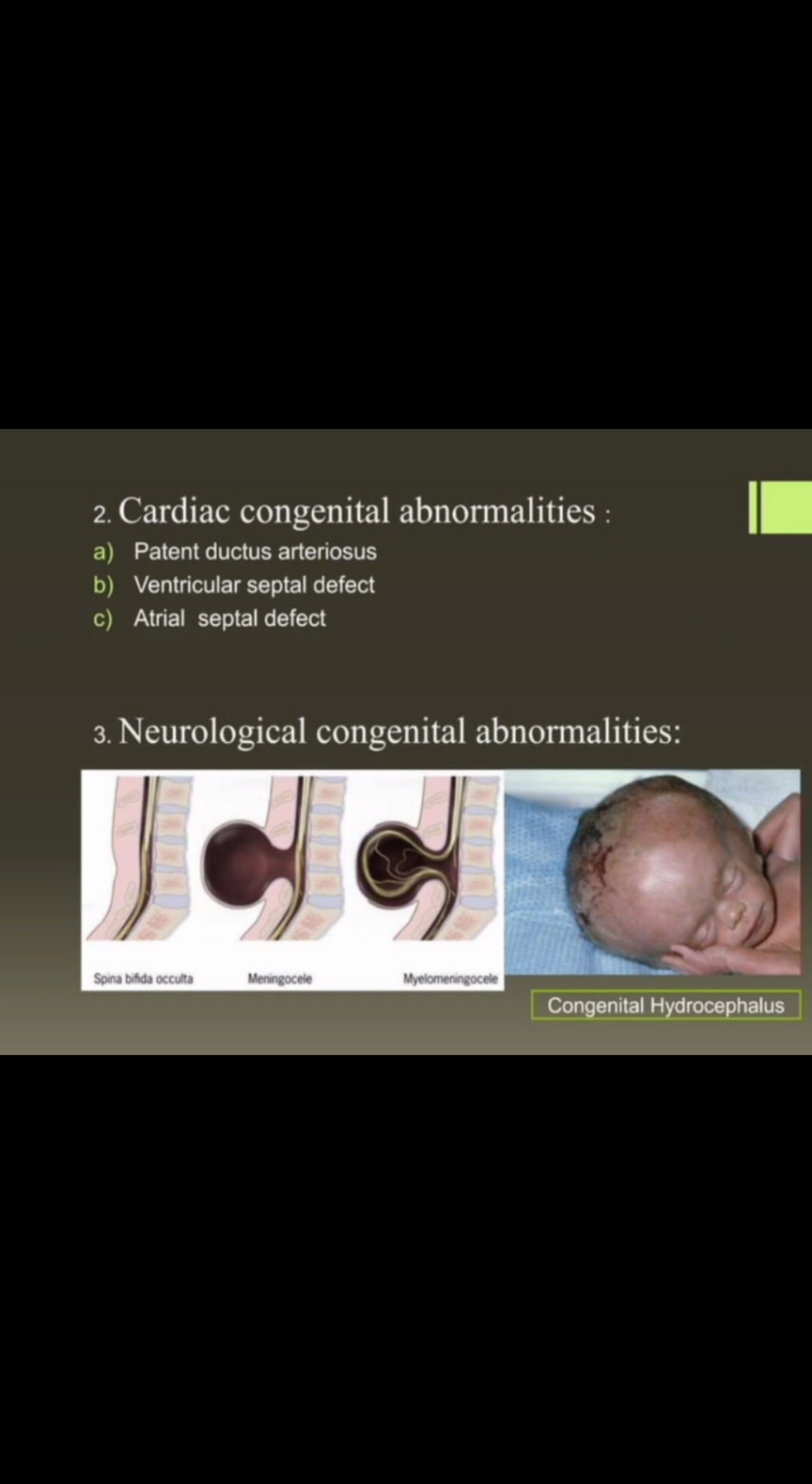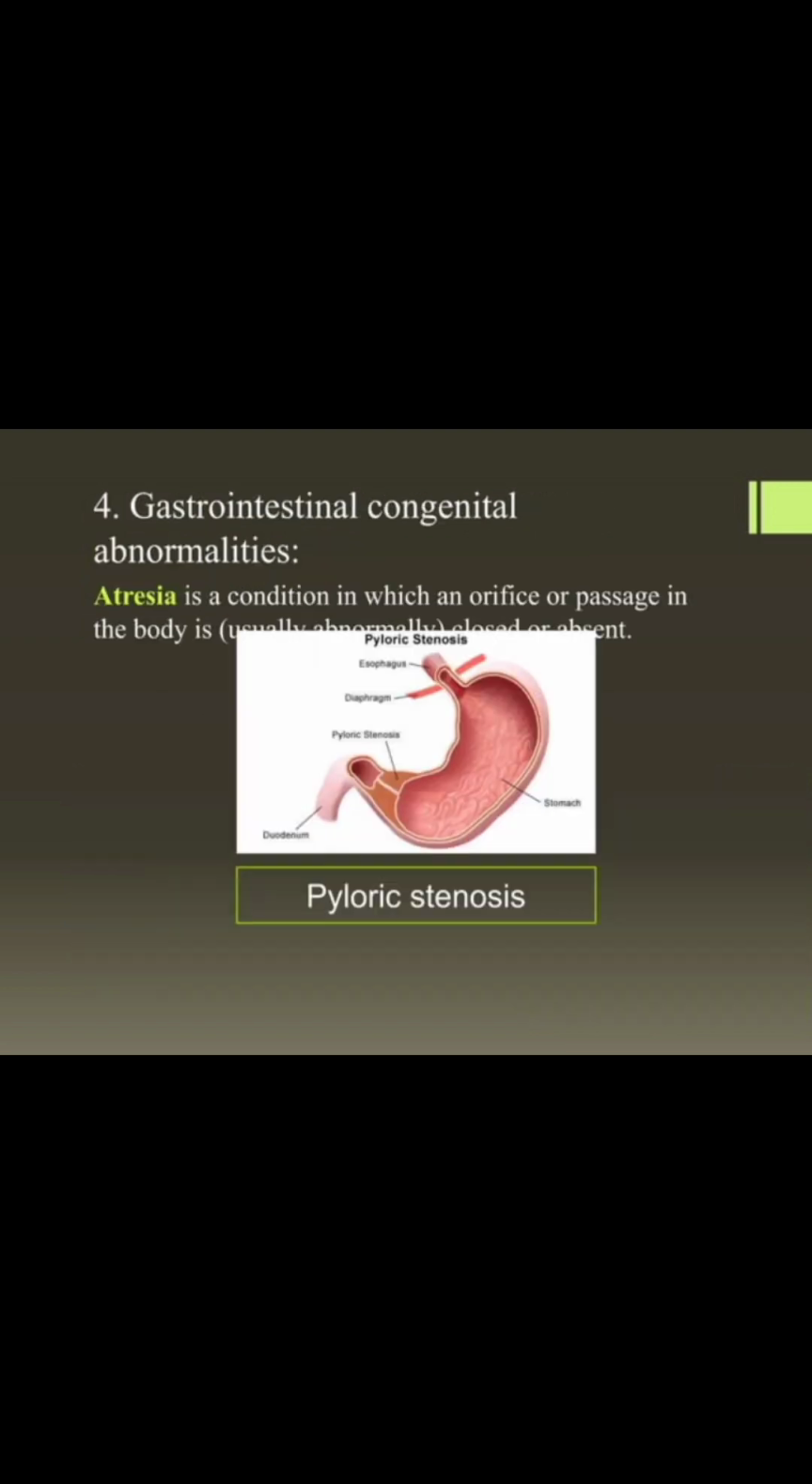The second one, cardiac congenital abnormalities: patent ductus arteriosus, ventricular septal defect, and atrial septal defect. And the third one, neurological congenital abnormalities, like spina bifida occulta, meningocele, myelomeningocele. These are the neurological congenital abnormalities. And gastrointestinal congenital abnormalities: atresia is a condition in which an orifice or passage in the body is abnormal or absent. Pyloric stenosis is also a gastrointestinal congenital abnormality. This is also a rare condition.